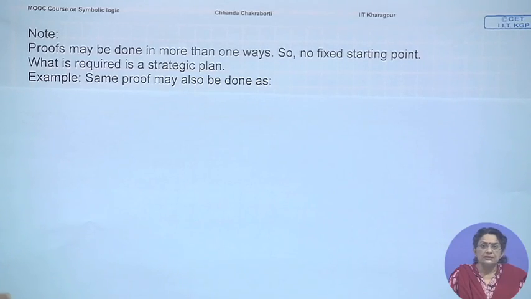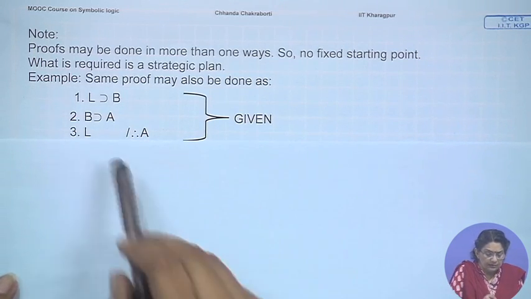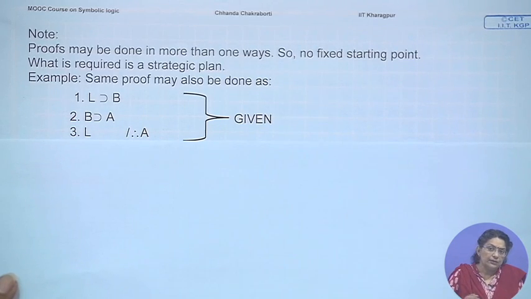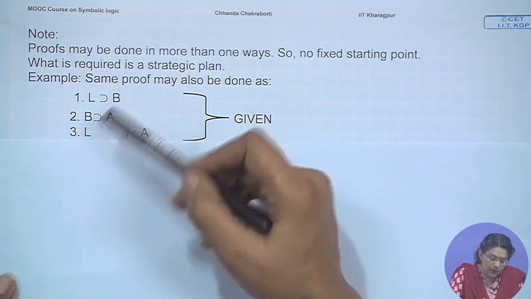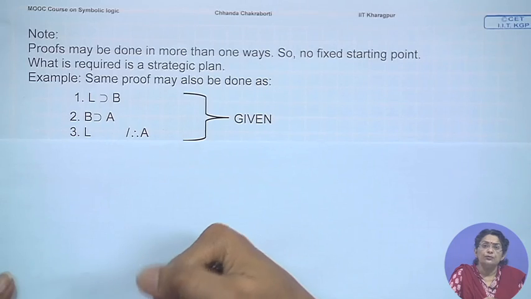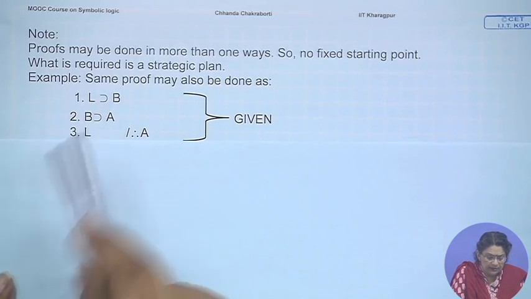Okay. Now, let me just show you, first of all, that the same proof may be done in more than one way. So, let us take our earlier argument. This is what we encountered just now, and this is our given. Now, in the example we saw, we used modus ponens twice, right, but you can do it also like this. If you now see 1 and 2, you might find that there is an opportunity to apply the chain rule or the hypothetical syllogism. You have them in the right order.